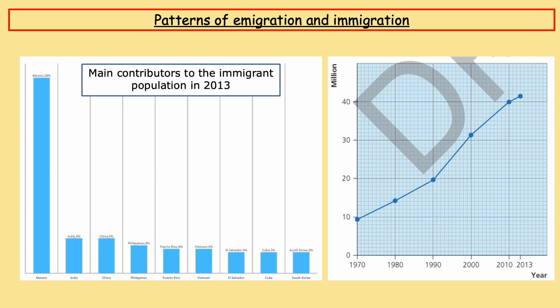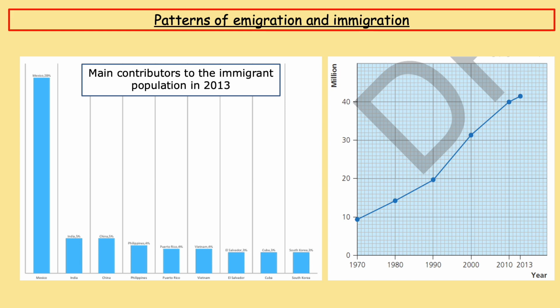The other graph on the right shows you the size of the immigrant population. And as you can see, the immigrant population has increased. It's increased rapidly since 1970. But between 2010 and 2013, that increase had started to slow down.